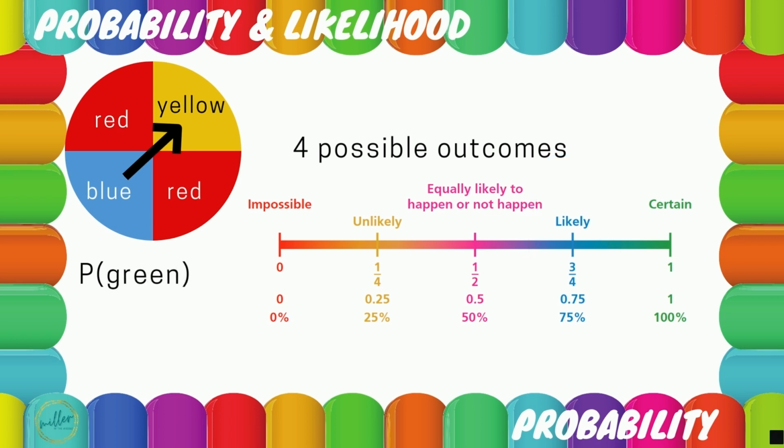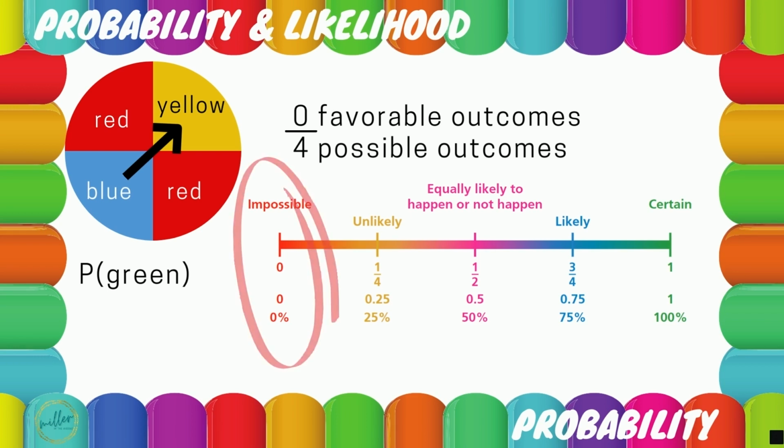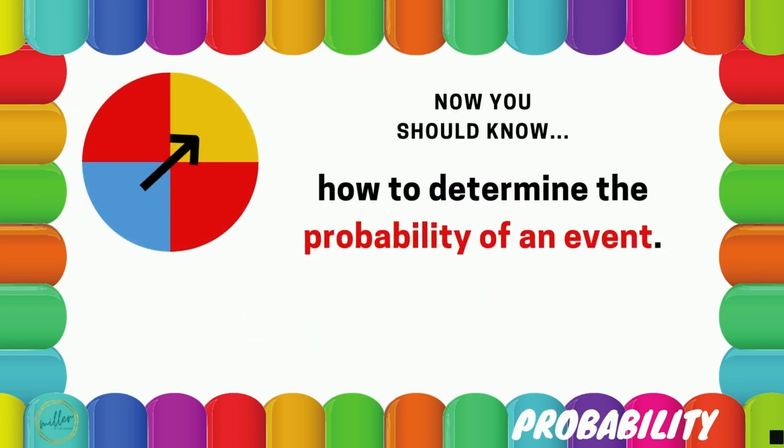We'll try one last one with the spinner. Again, 4 possible outcomes. What is the probability of spinning green? Well, remember our outcomes are red, yellow, red, and blue. So there are 0 favorable outcomes, which means 0%, 0.0, and the likelihood is impossible. It's impossible to spin a green on this spinner.